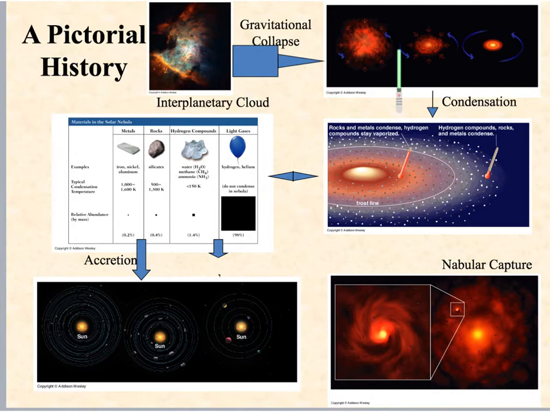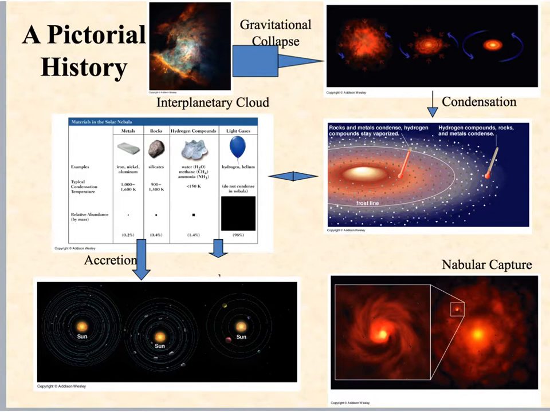So we would get this intense gravitational collapse, rotation, and condensation, and here we can see that frost line I mentioned, where the rocky material and the metals condense out here, and the lighter elements condense further beyond that line. Then here we have accretion of our smaller rocky materials. This is just showing some examples. And here we have that nebular capture of the lighter elements out beyond that.